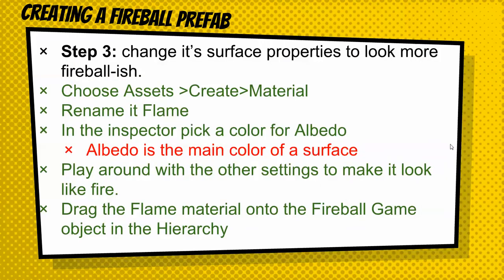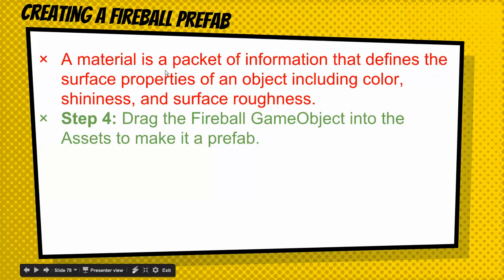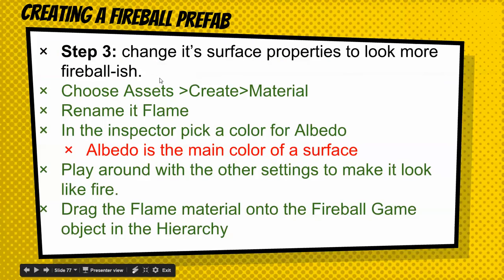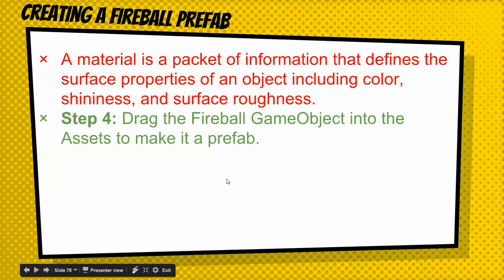If you hadn't guessed, this is the process of creating the fireball prefab. We're making it from scratch. Write this down in your notes: a material is a packet of information that defines the surface properties of an object, including color, shininess, and surface roughness.